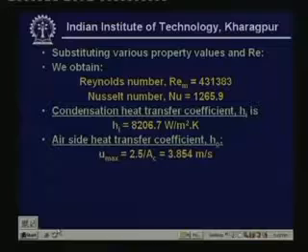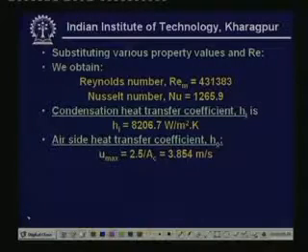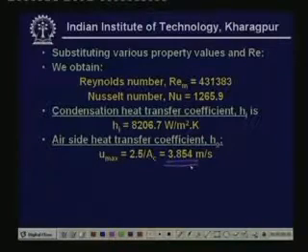Using that we find that the maximum velocity is 3.854 meter per second. So the face velocity is 2.5 meter per second, but by the time the air comes between the two tubes, its area of cross section gets reduced, so its velocity increases to 3.85.